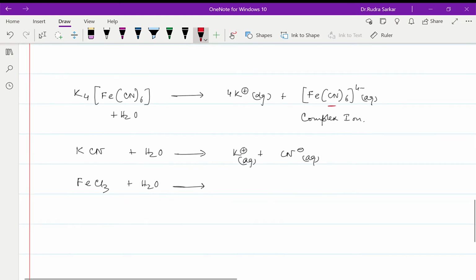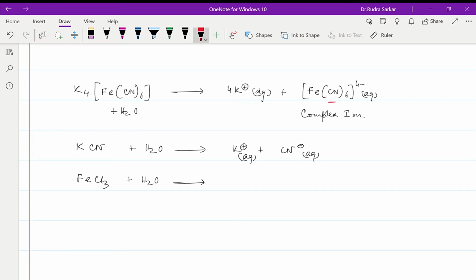Similarly, if you dissolve FeCl2, it forms Fe2+ aqueous. Along with that, 2 Cl- ions will be released. Now, if you do a chemical test for this Fe2+ ion, you will get the test for the Fe2+ ion and also the test for the chloride ion.